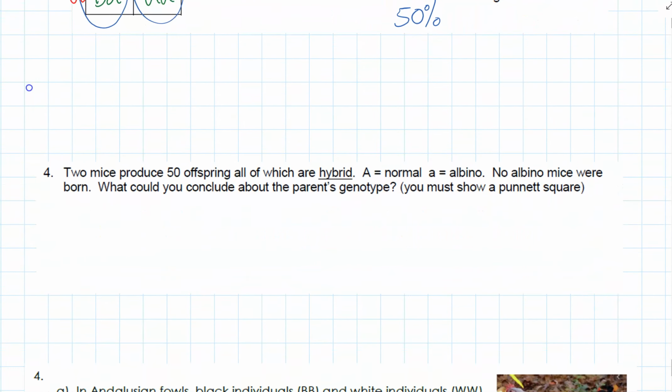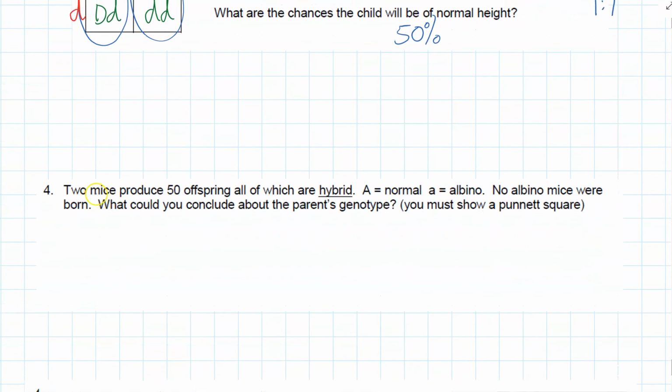Okay, next question. So here we're talking about mice, and these mice have made 50 offspring, and all of them are hybrid or heterozygous. And we know we're talking about an albino trait now. Remember, albinism is you can't make coloured pigment in your skin or your hair. So albino people have completely white hair, completely white skin, because they can't make any coloured pigment. And we can see here, because albino is the small a, albino is recessive in this trait, for this gene.